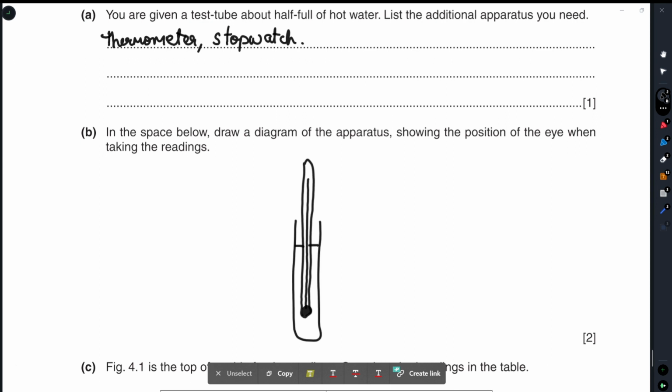Now we need to position the eye. So it's going to be perpendicular. Right? Okay. So it's got to be perpendicular. So that's what it is.